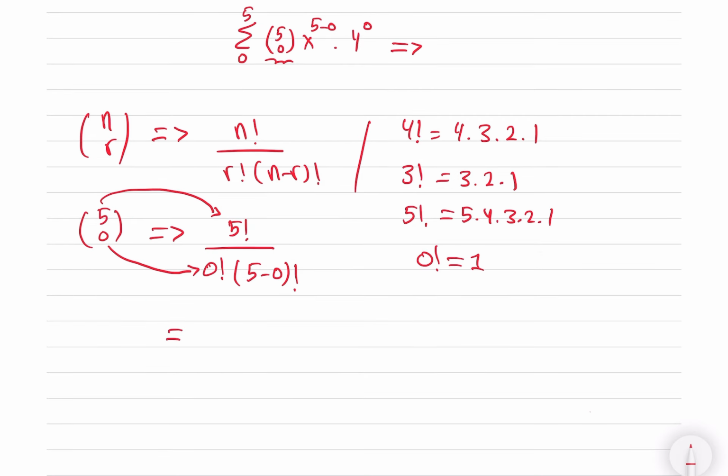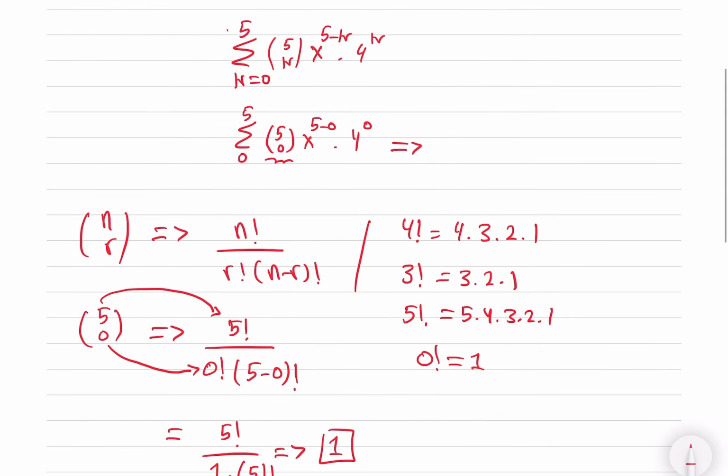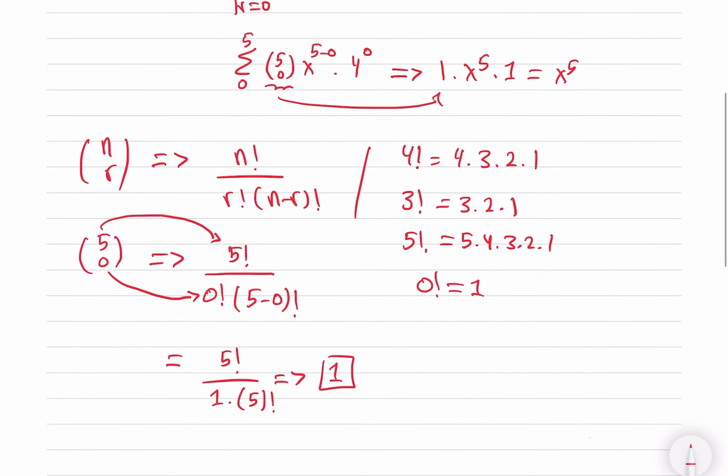What do I have now? I have 5 factorial. Well, this is just 1, right? Multiplied by 5 factorial. Well, 5 factorial divided by 5 factorial is just equal to 1, so this equals 1. So now I have the first value is simply 1, x to the power of 5 multiplied by 1, which is just x to the power of 5, and that's it. So the first term is x to the power of 5.